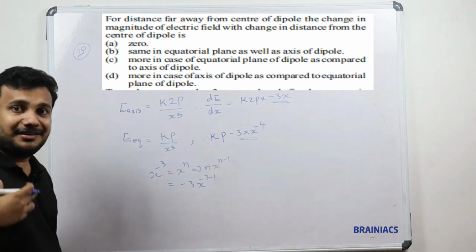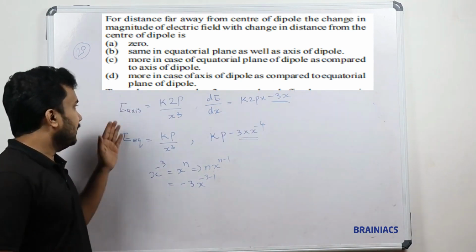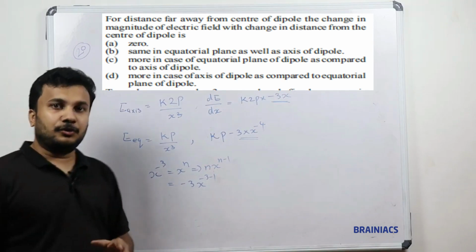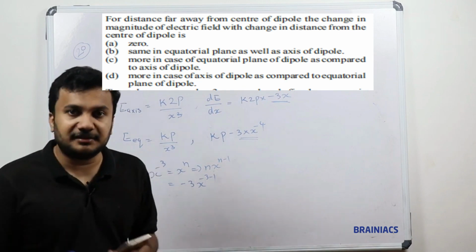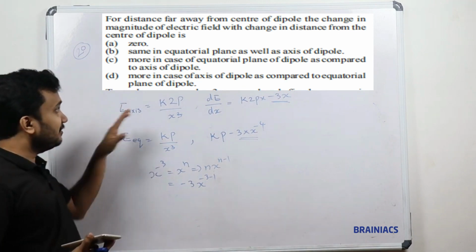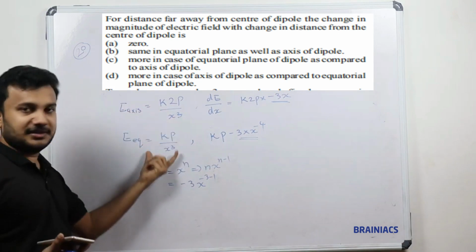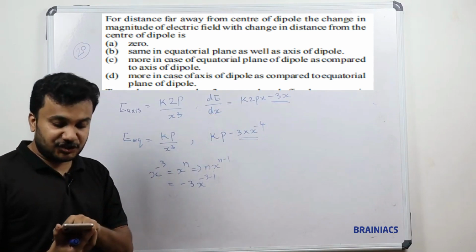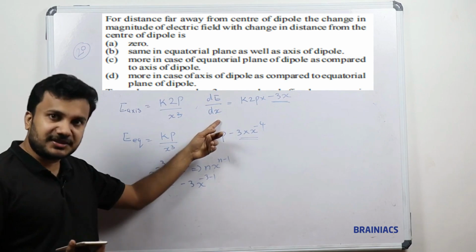So even if you take the change also, this is higher. The electric field at the axis is greater than at the equator. We already know the equatorial value is lesser than that of the axial position, but if you take the difference also, already this is higher. The change in the question means the change in magnitude of electric field, which means differentiation with respect to distance.